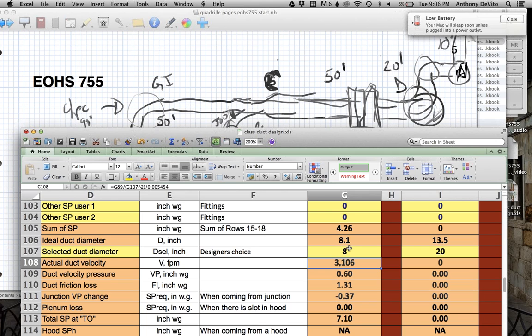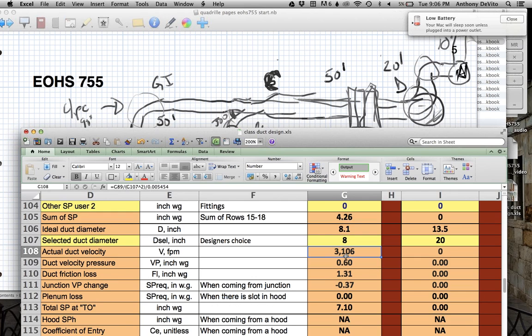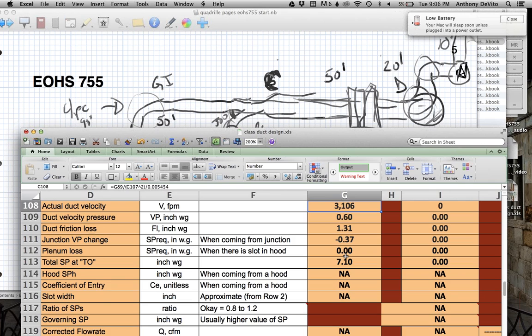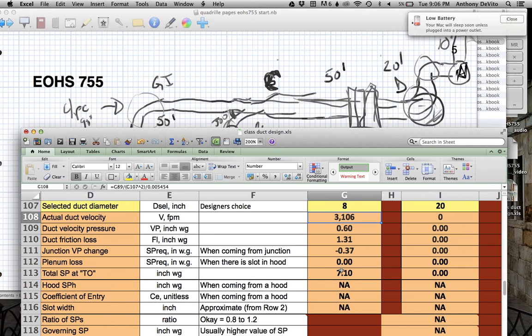Okay, so we're in good shape. As long as what you put in here is a little bit lower than that, you're always going to have the velocity that you need. So we've calculated everything we need. Now, what's the static pressure?